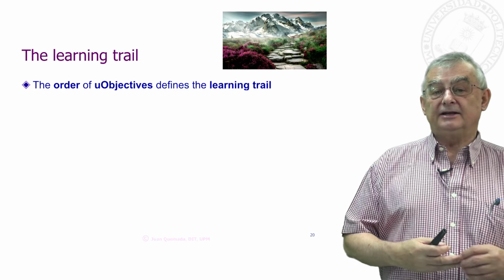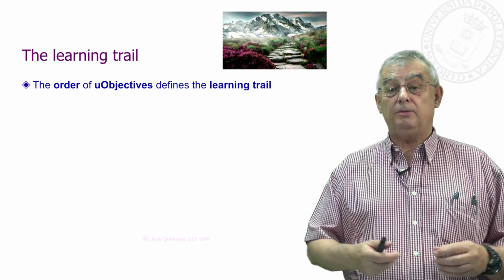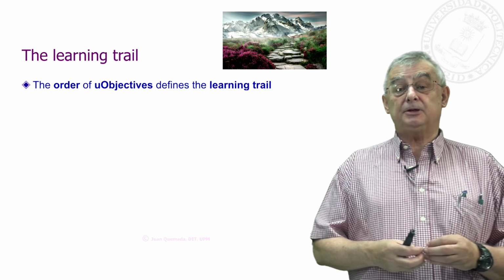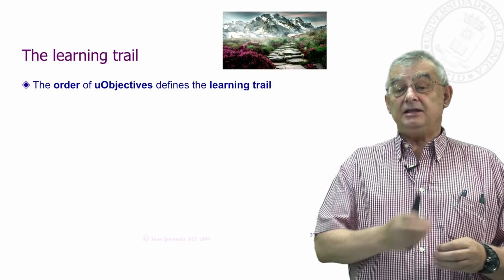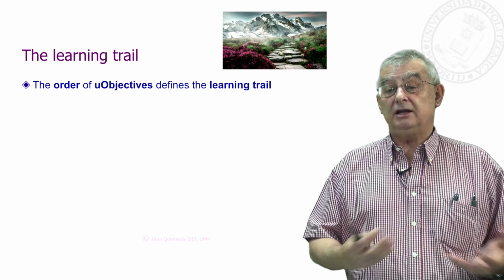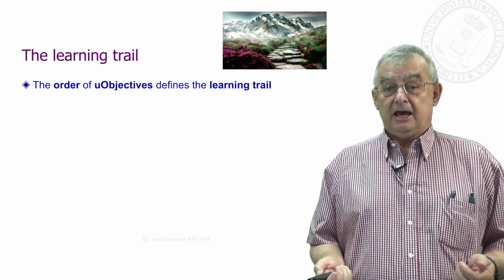Well, let's go to the learning trail, which is the other global element, which is basically the order of micro-objectives or micro-activities, because there is a one-to-one relation between micro-objectives and micro-activities, and this order is what will define your learning trail or your learning workflow, as it is called in other contexts.